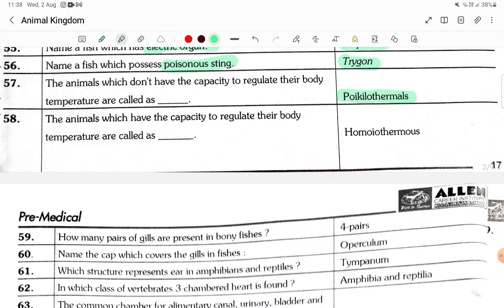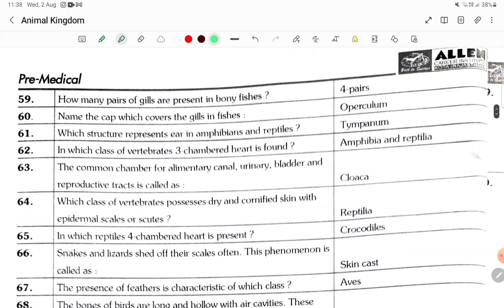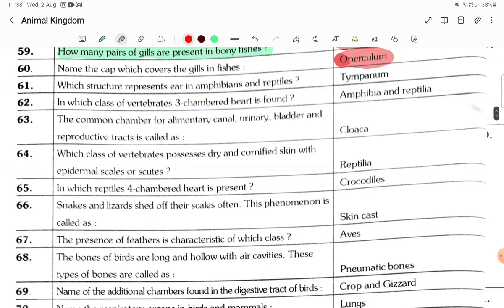Question number 58: animals which have the capacity to regulate their body temperature are known as homeotherms. Question number 59: how many pairs of gills are present in bony fishes? Four pairs of gills are present in bony fishes. Name the cap which covers the gills in fishes. The operculum caps over the gills. Question number 61: which structure represents the ear in amphibians and reptiles? The ear in amphibians and reptiles is represented by the tympanum.